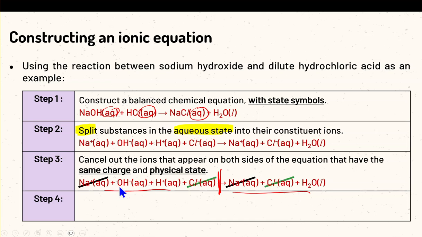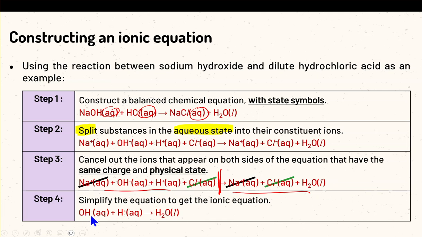Then this OH minus and H plus cannot cancel with the H2O because they are different. Before the reaction, they are ions. After the reaction, it is the molecular form of water, H2O molecule. So what we are left with is hydroxide ion, aqueous, plus hydrogen ion, aqueous, becoming water, H2O liquid. So this is our equation.